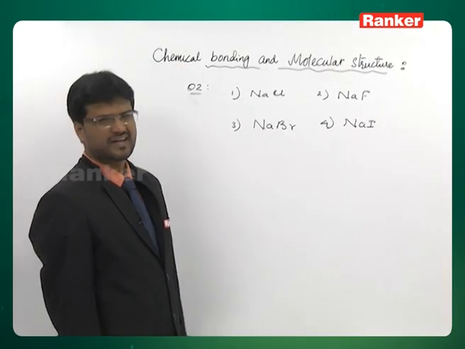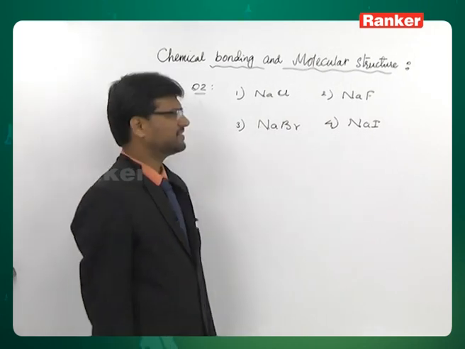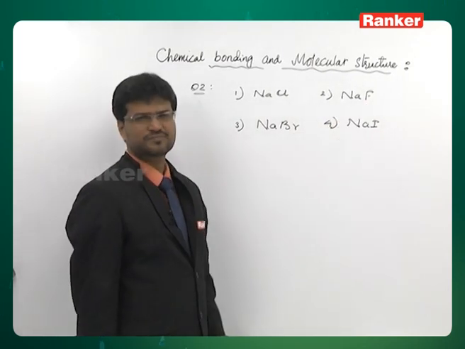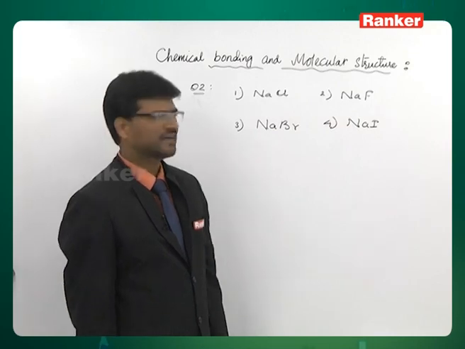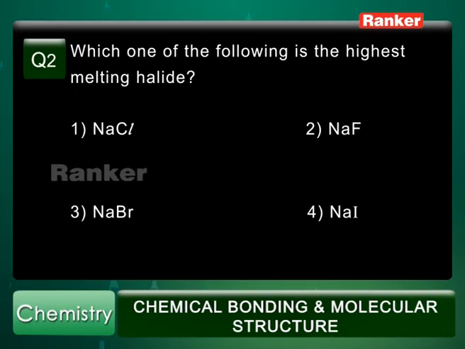The species which has smallest anion will have highest lattice energy. So, F minus is smallest among them. So, it will have highest lattice energy. So, the correct answer is 2, that is NaF. NaF has highest lattice energy, therefore, its melting point is highest.